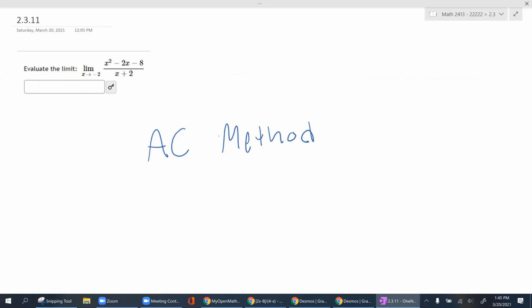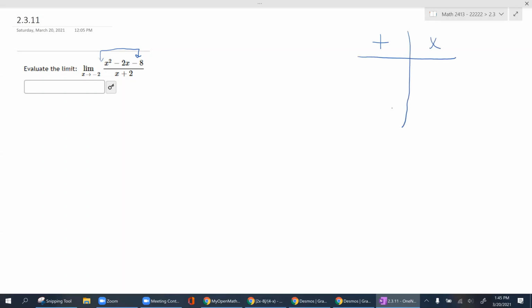You may want to go ahead and look up the AC method. You can YouTube it, there are a lot of great YouTubers out there. But as a refresher, the AC method states I'm going to multiply the first number and the last number. The first number here is 1. The last number is -8. So this is multiplication, this is going to be addition.